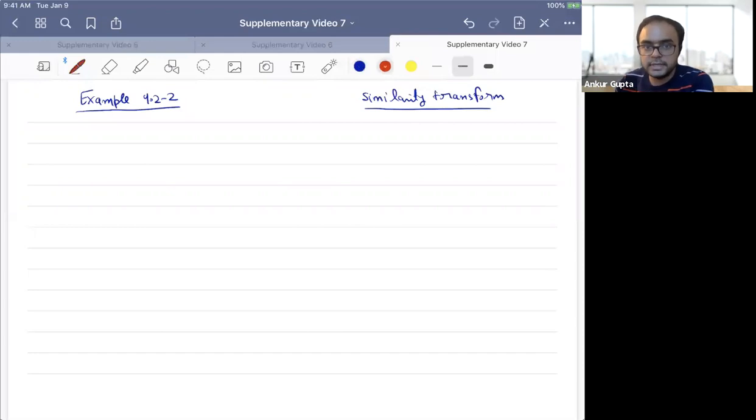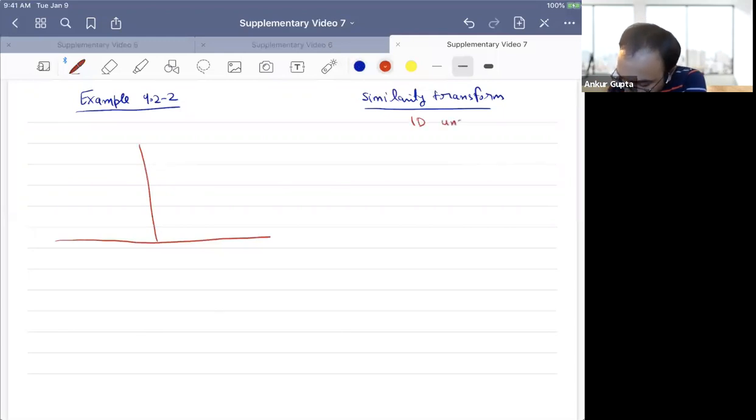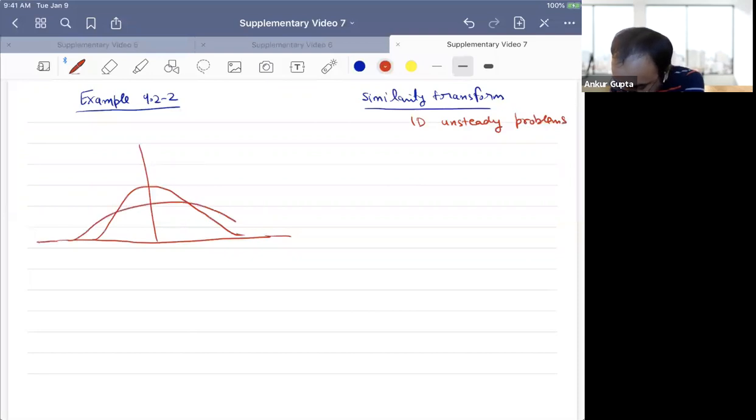This is an example in the book, example 4.2-2. And what the problem says is that we have a system. So similarity transform, as we have discussed, we will be focusing on 1D unsteady problems. In this problem, what we have been told is that there is a mass of solute that we are putting in a semi-infinite system. So let's say this is Ca, this is x. This solute can diffuse throughout, but the total mass in the system remains the same.